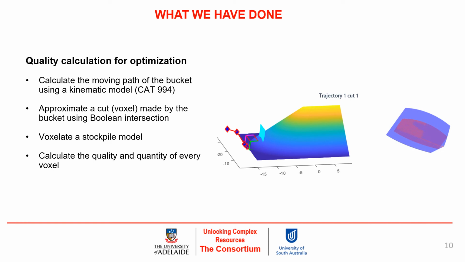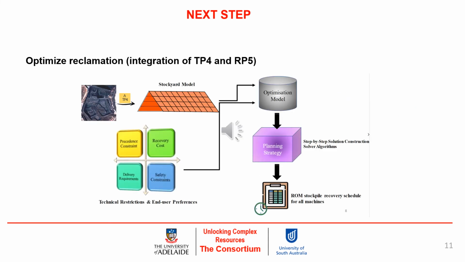Applying this kinematics model to different locations, we can voxelate a stockpile. The quality and the quantity of every voxel can be calculated because we know its shape and the quality of the material inside it. Research project number 5 has developed a number of optimization algorithms to achieve the required quality and quantity combinations under the minimal reclaiming time. All these algorithms were embedded and are represented as the purple box in this image.